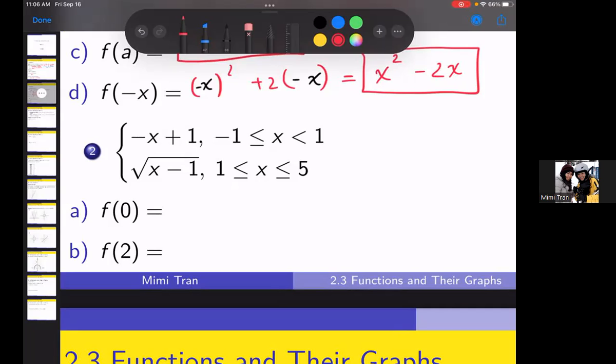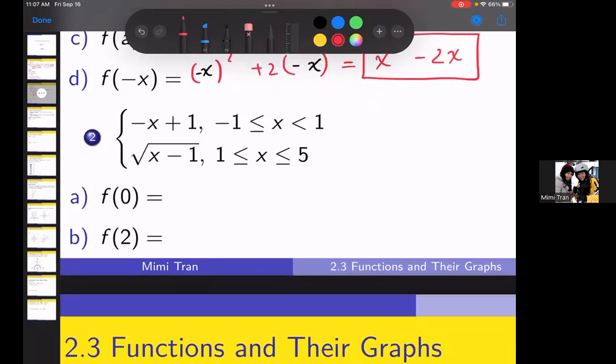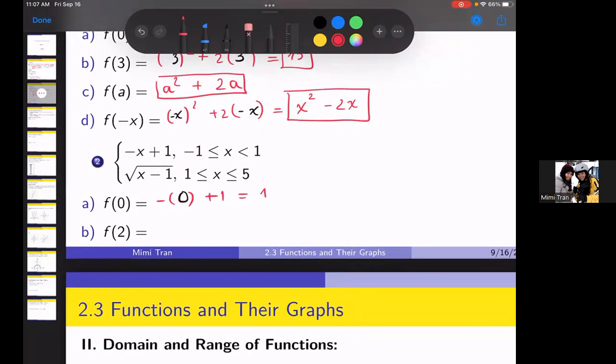Who's answered it? Is it you? Oh, you spoke. Plug it into which one? First one, second one? First one, right? Very good. F of 0, so it's in between -1 and 1, right? So you're gonna pick the right function to plug it in. In this case, I'll plug in the first one because that's where 0 belongs. So minus 0 plus 1, so 1.